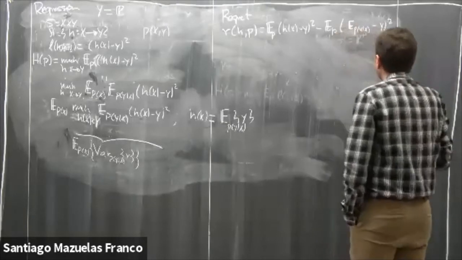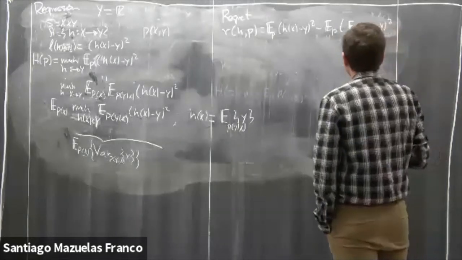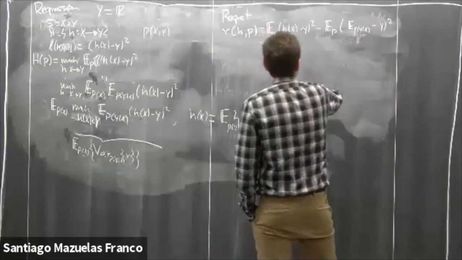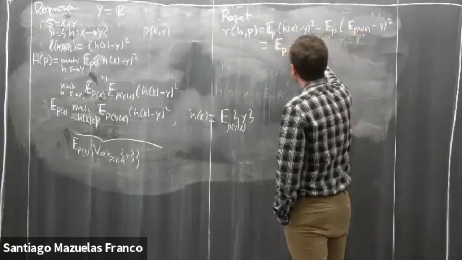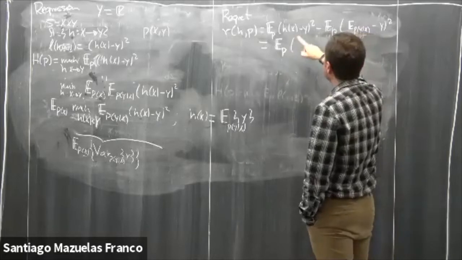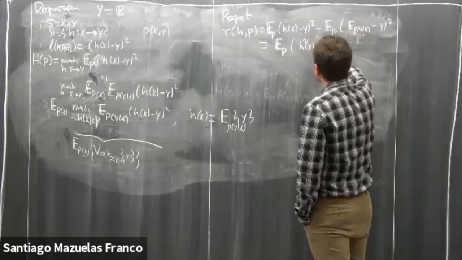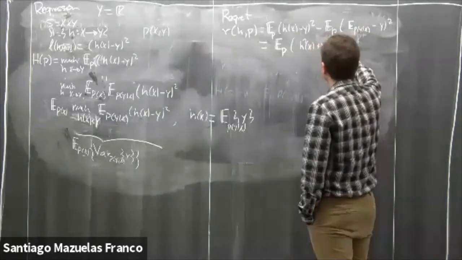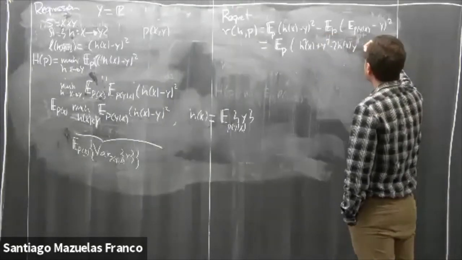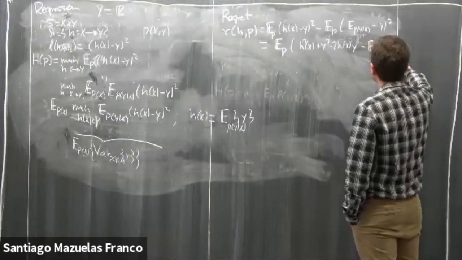All right, so now we can just do operations here, and this is the same expression we did the other day. So this is going to be like this, and then we use the expectation of the conditional distribution.